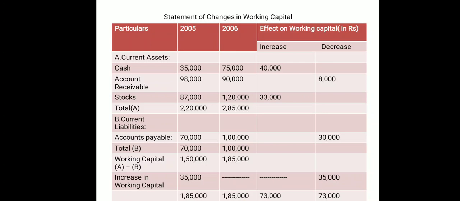So stock, your 2005 stock value is 87,000 and your 2006 stock value is 1,20,000. So again we can see very clearly that it is an increase compared to the previous year. How much increase? 33,000 increase. So again we will follow the first rule, increase in a current asset means increase in working capital.